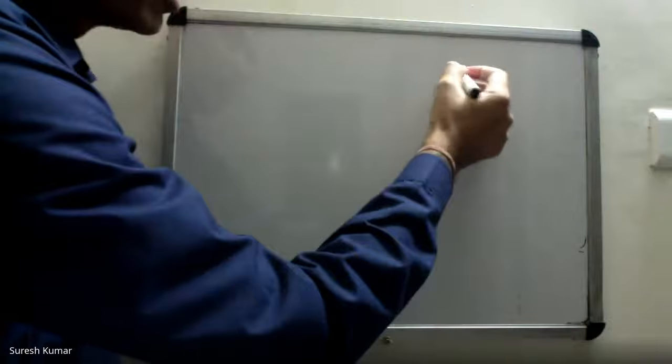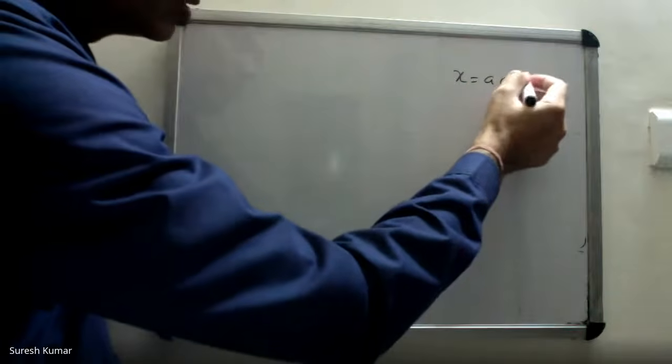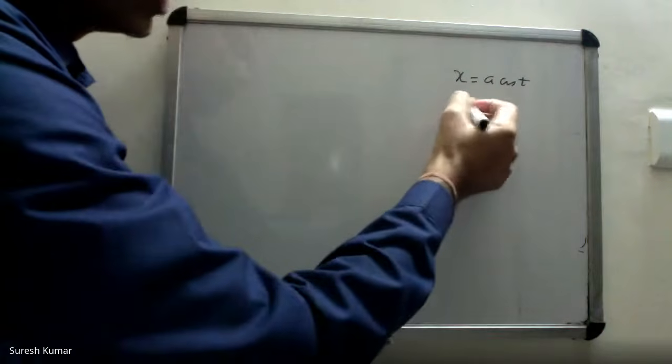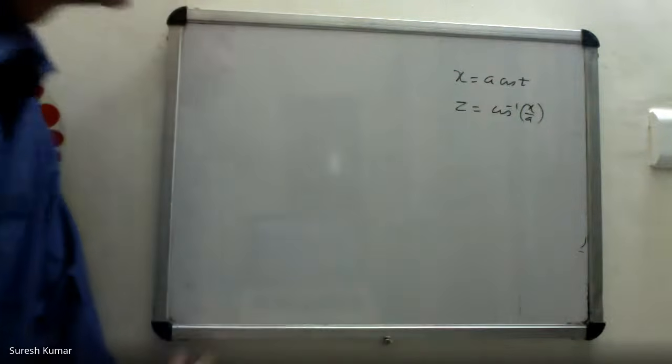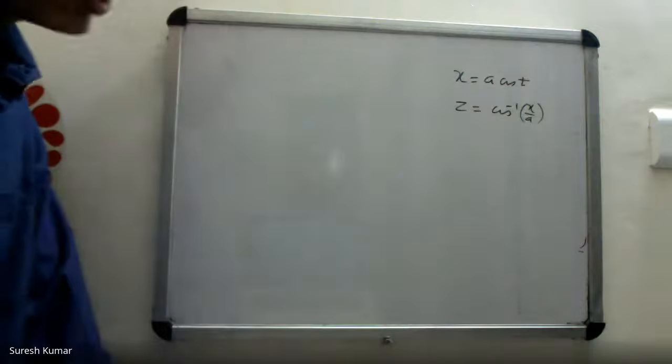What is x? x is a cos t. And z was cos inverse x upon a, isn't it? So what is x upon a if you substitute here? Cos t. Okay.